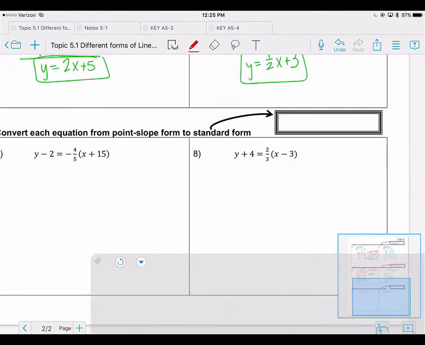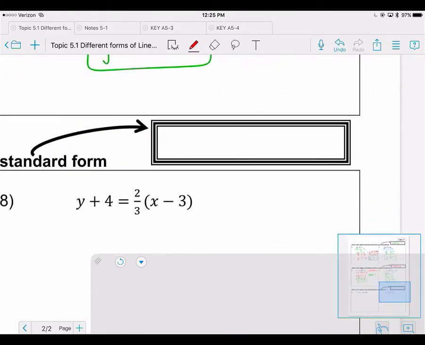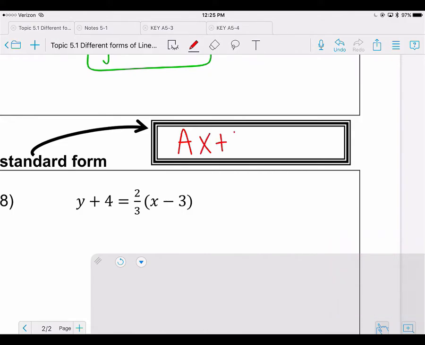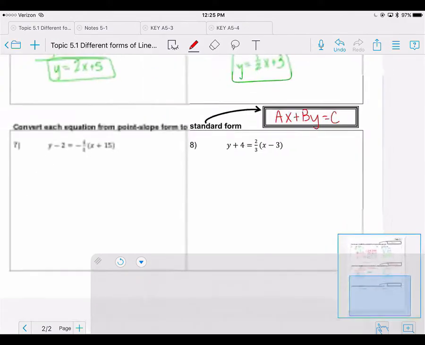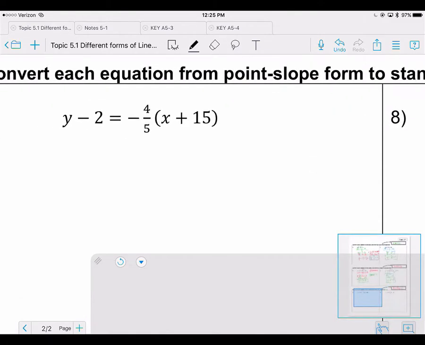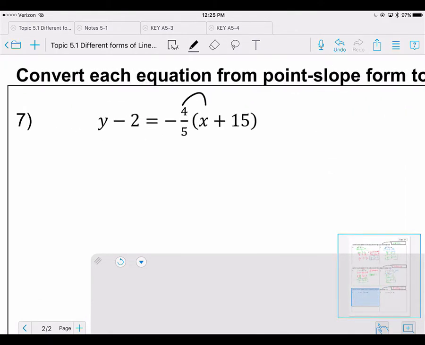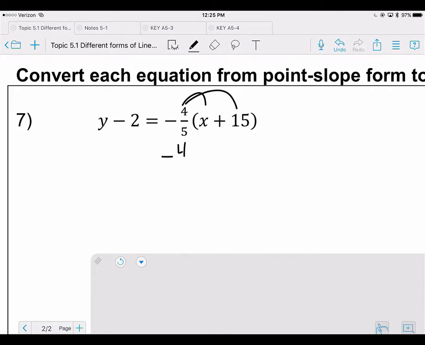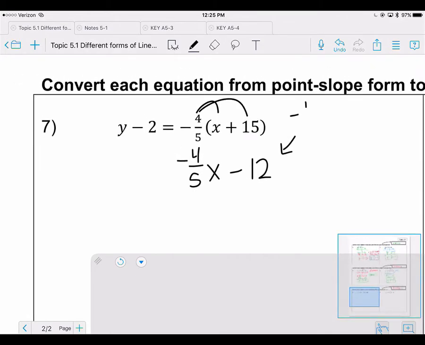The bottom asks us to go from point slope to standard. So remember, standard is the super persnickety one. These are going to be the hardest problems. So remember, with standard form, x and y have to be together, a has to be positive, and we can't have fractions. So for problem 7, I'm going to distribute negative 4/5 times x and negative 4/5 times 15, which gives you negative 12.